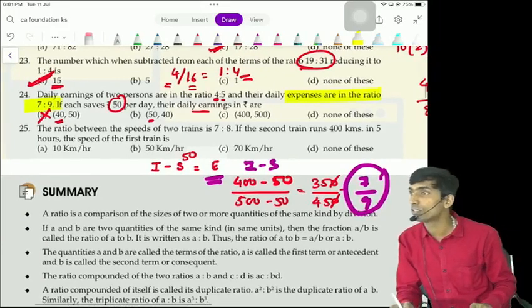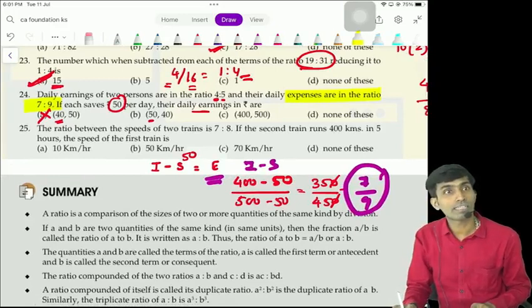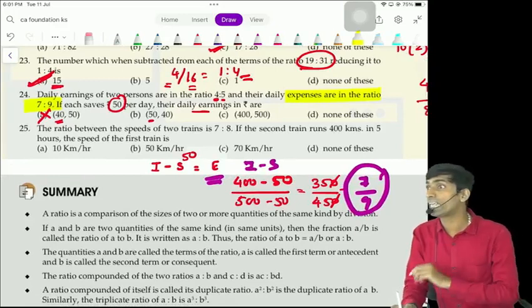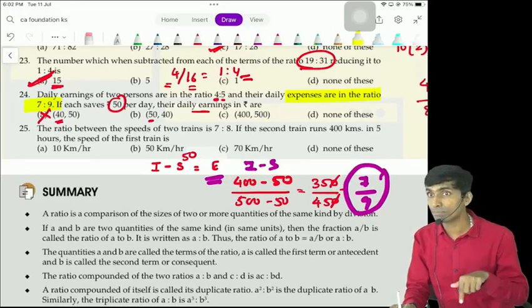True or false? Is this clear? Understood how to solve? Easy. Same question was there in MTP. Do you want me to explain one more time?